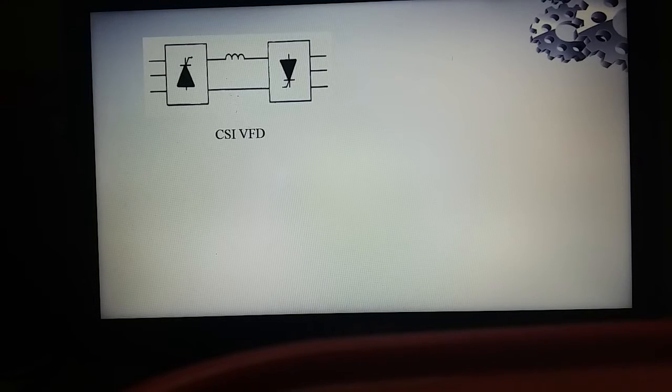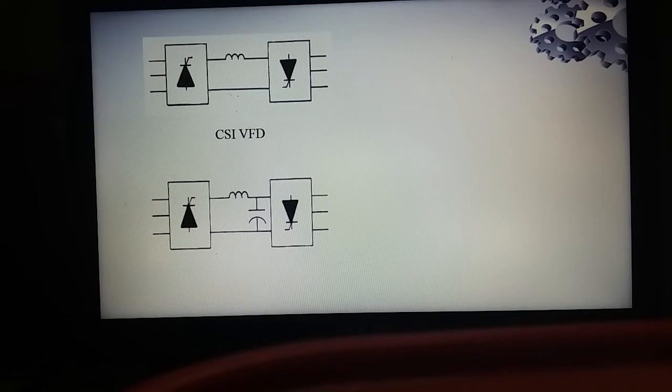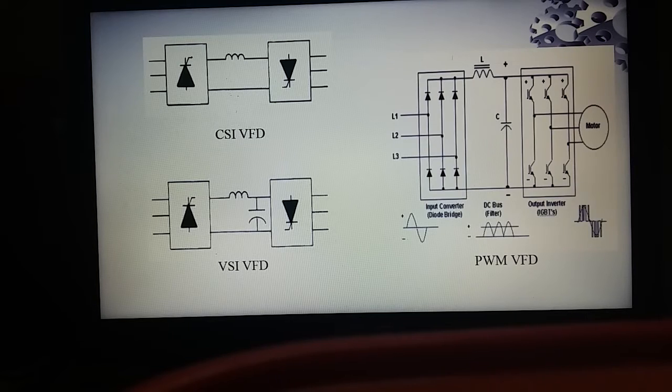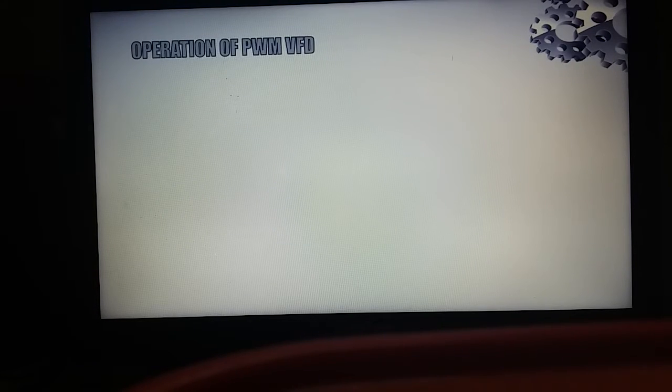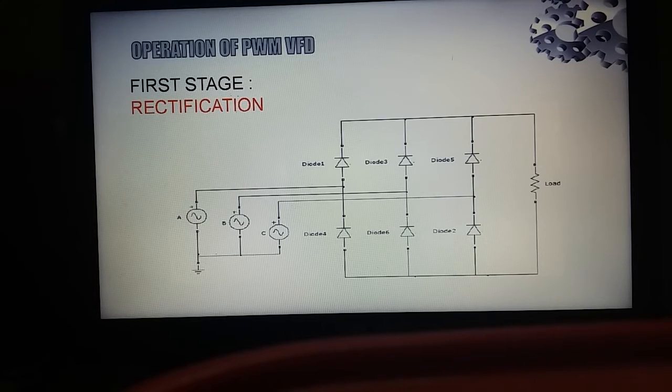This is the diagram of the types of variable frequency drive. First one CSI, second one VSI, and the last one is the PWM VFD. So now let me explain the operation of PWM VFD. The first stage is the rectification stage, which uses a 3-phase bridge rectifier.